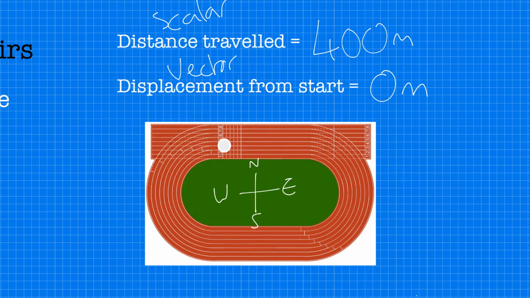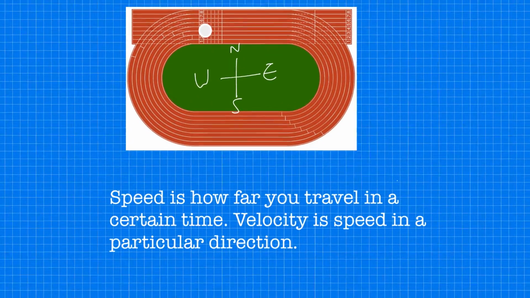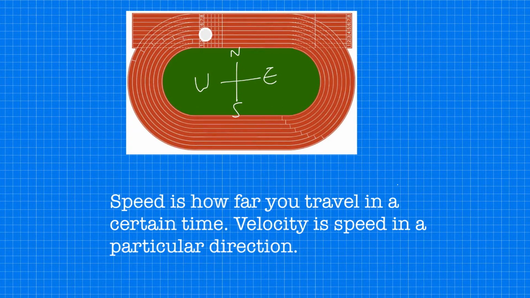Next we're going to look at the difference between speed and velocity. We're going to stick with the theme of the runner on the track. Now, if our runner was to do a lap, and I were to tell you he was travelling at 4 meters every second, that would be his speed. He would have a speed of 4 meters per second, because speed is just how far you travel in a certain time. So every second he would travel 4 meters.